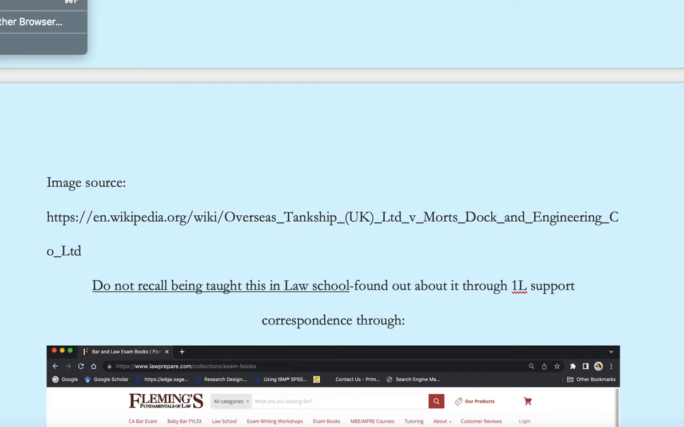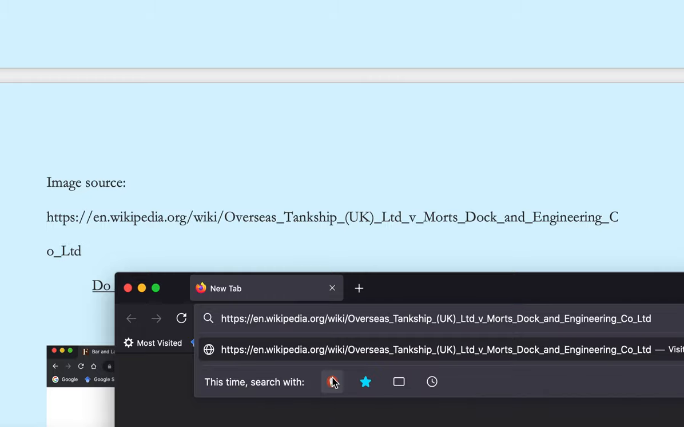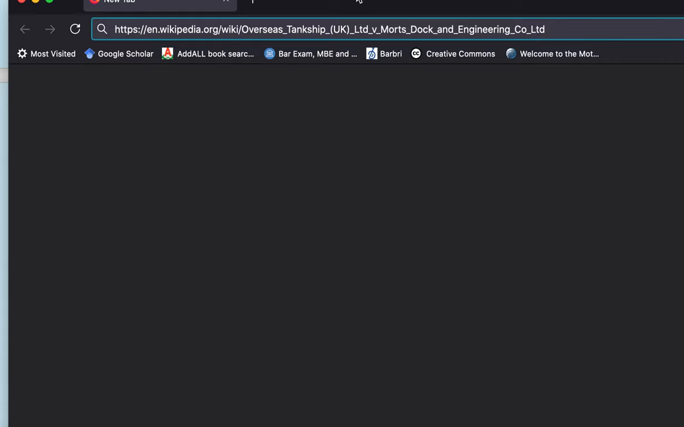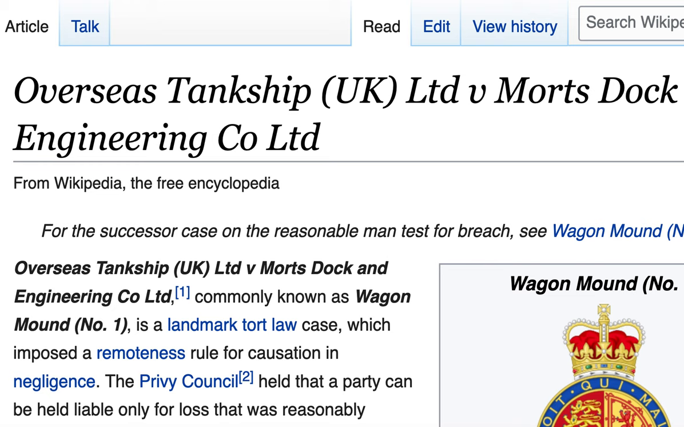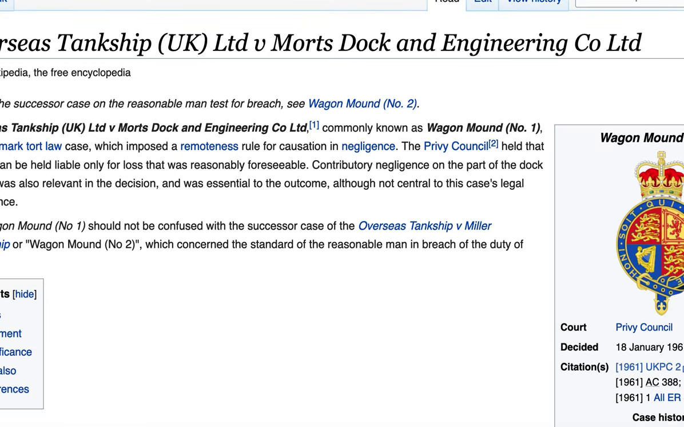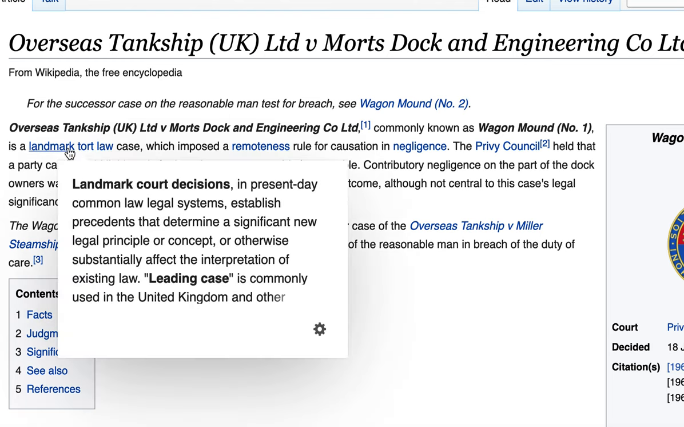Let's take a peek at this case, because you ought to know these two cases and you can call them that way. We're going to read a bar question that was for the 1Ls and the baby bar, but the California bar recycles some of their questions between the two bars, and it's used from the National Conference of Bar Examiners. Overseas Tank Ship UK Limited versus Mort's Dock is commonly known as the Wagon Mound Number 1. It's a landmark tort case. These landmark decisions change the precedent.